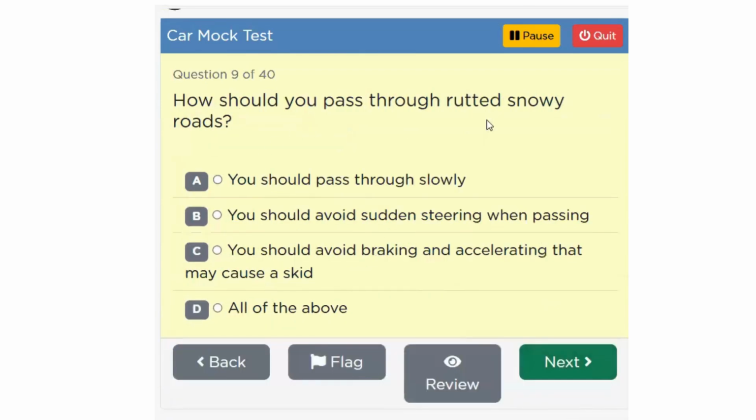How should you pass through rutted, snowy roads? You should pass through slowly. You should avoid sudden steering when passing. You should avoid braking and accelerating that may cause a skid. I think all of the above.